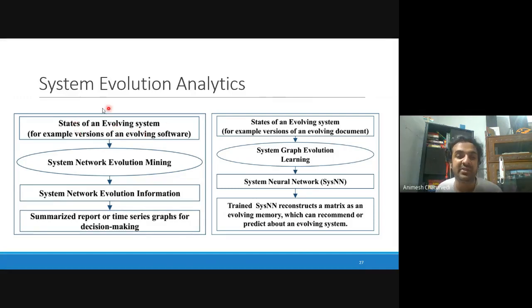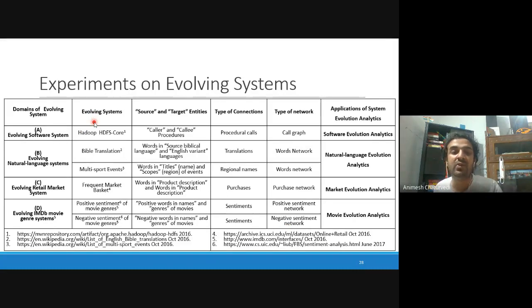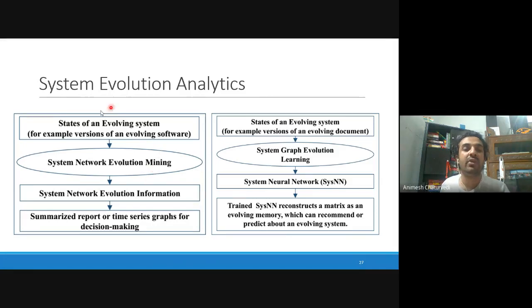So you have various states of an evolving system, for example, various versions of software. You apply some system network evolution mining, and then you generate some system network evolution information out of this, and you generate a summarized report and time series out of this. Thereafter you have various states of an evolving system again, for example some evolving documents or some evolving software again, and you apply graph evolution learning, and in this graph evolution learning you generate various kinds of neural networks, and that neural network would do the reconstruction of it and help you do the evolving memory analysis and some recommendation and prediction. So you can do the system evolution analytics out of this. This is just an abstract view of what system evolution analytics is.